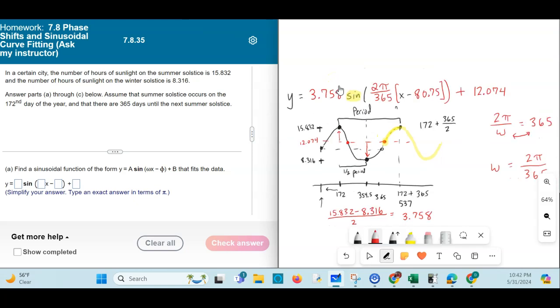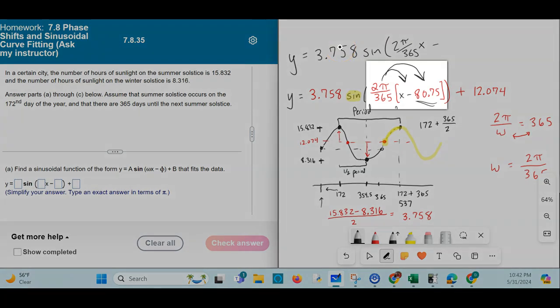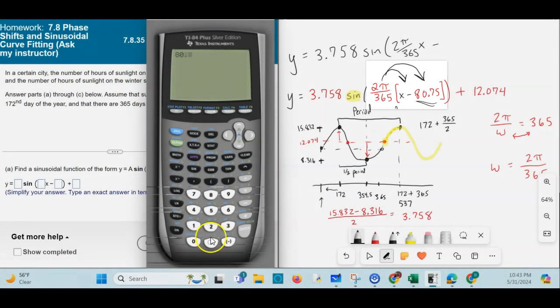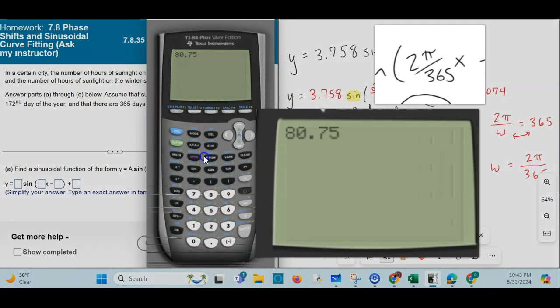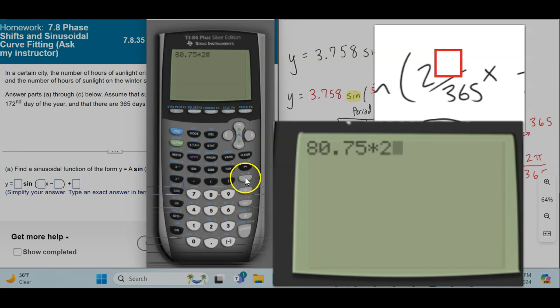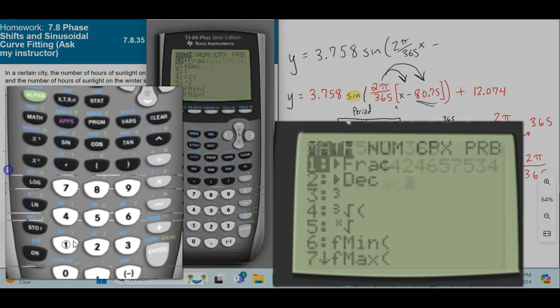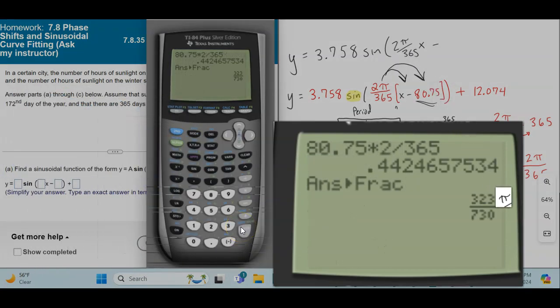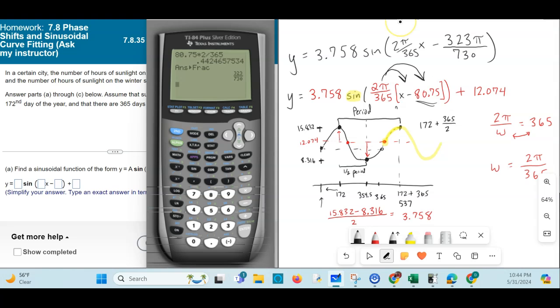All right, so there is our base model, but what we're going to do is distribute this 2 pi over 365 through, and then we're going to simplify that to a fraction. Like you see in a lot of these videos, it's made easier if I do 80.75 times, leave the pi off, 2 divided by 365, hit enter, change it into a fraction, and then I stick pi back in there. So 323 pi over 730. And then I add to that the 12.074. So that's the way that I would approach this problem.